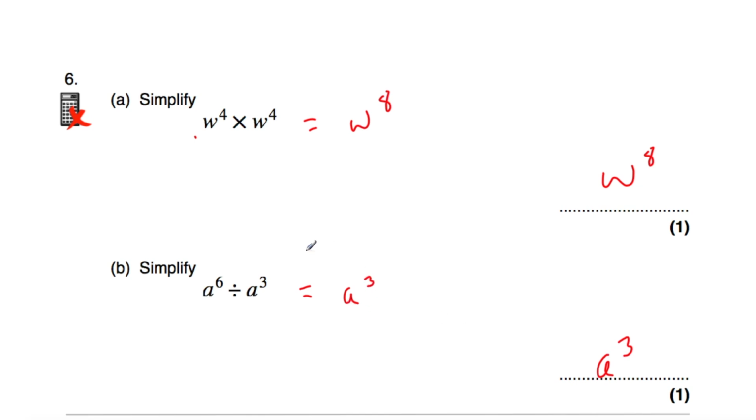If we do a cubed times a cubed, we'd add the powers, and that'd be a to the power of 6. So that means if we do a to the power of 6 divided by a cubed, the answer would be a cubed. And we can just take away the powers.